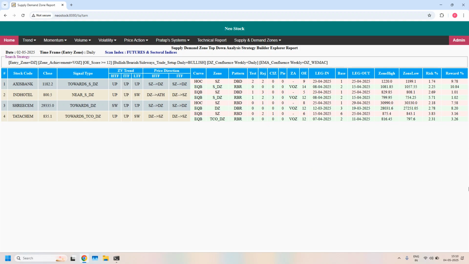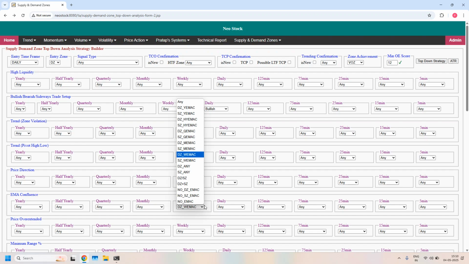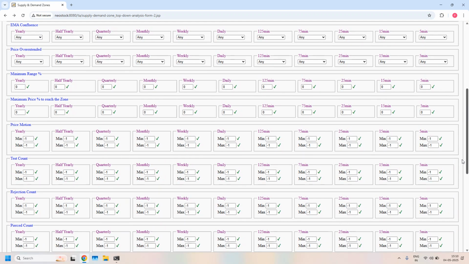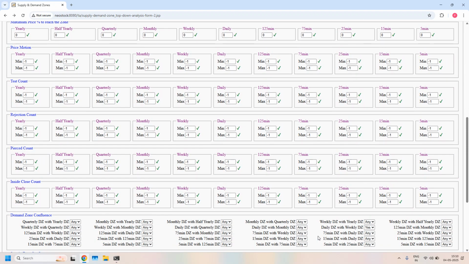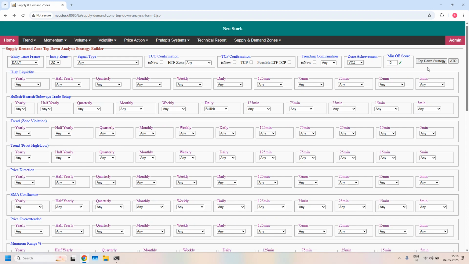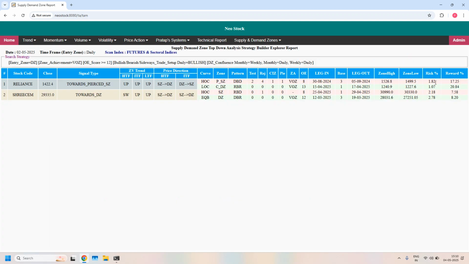Okay, next we will filter based on LTF, ITF, HTF demand zone confluence. I am removing the EMA filter. In the demand zone confluence, we have to set 3 filters. The first filter is already enabled, daily with weekly. Next, daily and monthly demand zone confluence, and weekly and monthly demand zone confluence. With all the 3 filters, LTF, ITF, HTF demand zone confluence, we got 2 stocks.